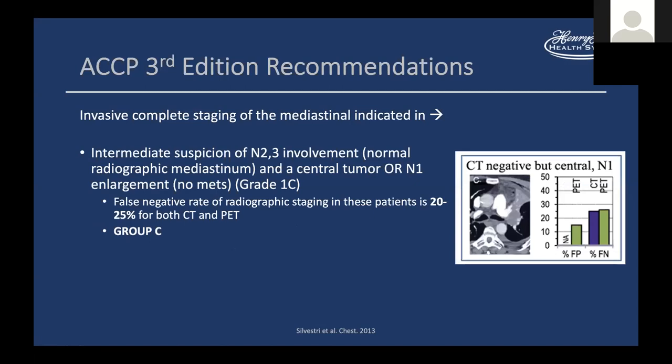The other group of patients that need complete staging are those who have suspected N1 or central tumor. So that was group C. So these patients may have normal mediastinums by CT or PET scan, but have either a central tumor or have suspected N1 disease. And again, the reason that these patients should have complete staging is due to the high chance that they have N2 or N3 disease that you're just not seeing on the CT or the PET scan.